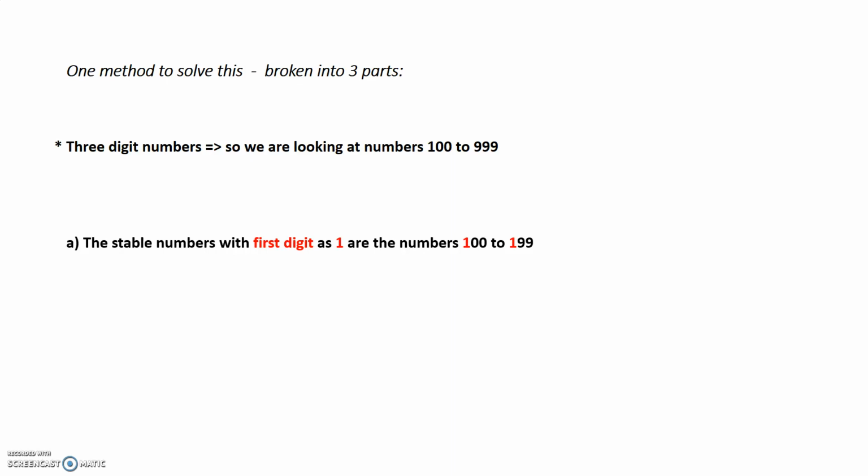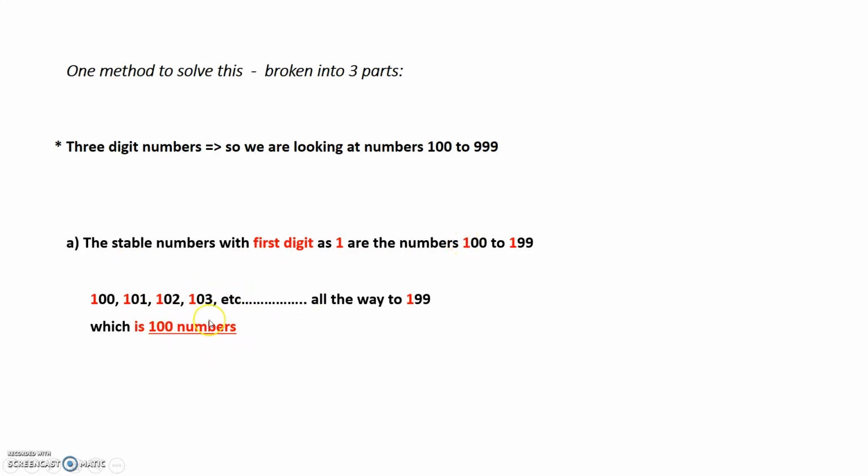How many numbers are there from 100 to 199? We could list them all. We're not going to list them all. I've started to list them. You'll see we've got 100, 101, 102, 103, etc., all the way to 199. You don't need to list them all. It'll take you a very long time. Hopefully you can see that if we were to list them all, we would have 100 numbers. So the stable numbers with the first digit as 1, because that's in the first place we have number 1, we have 100 numbers.